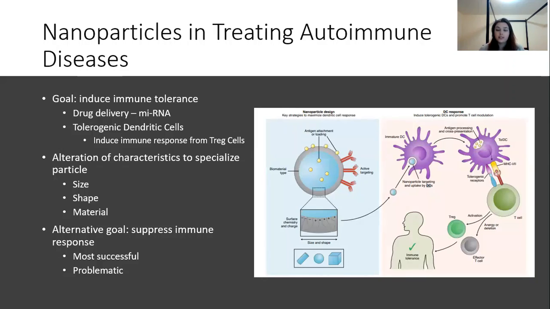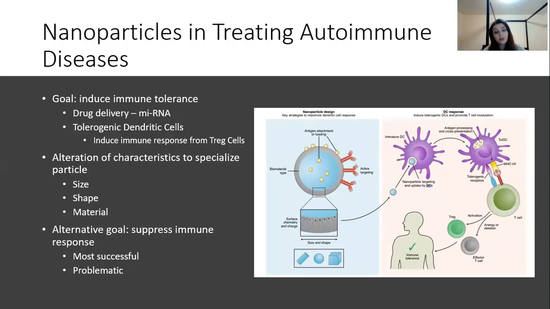So the goal when using nanoparticles to treat autoimmune diseases is to induce immune tolerance. Essentially, you want the immune system to stop attacking itself and start having this immune tolerance response. This can be done through drug delivery, such as microRNA, or through tolerogenic dendritic cells. These help induce the immune response from regulatory T cells, which the diagram on the right is going through and explaining and showing. And the reason we want to use nanoparticles is because they're easily tunable. So you can change different characteristics such as the size, shape, and material to help specialize the particle.